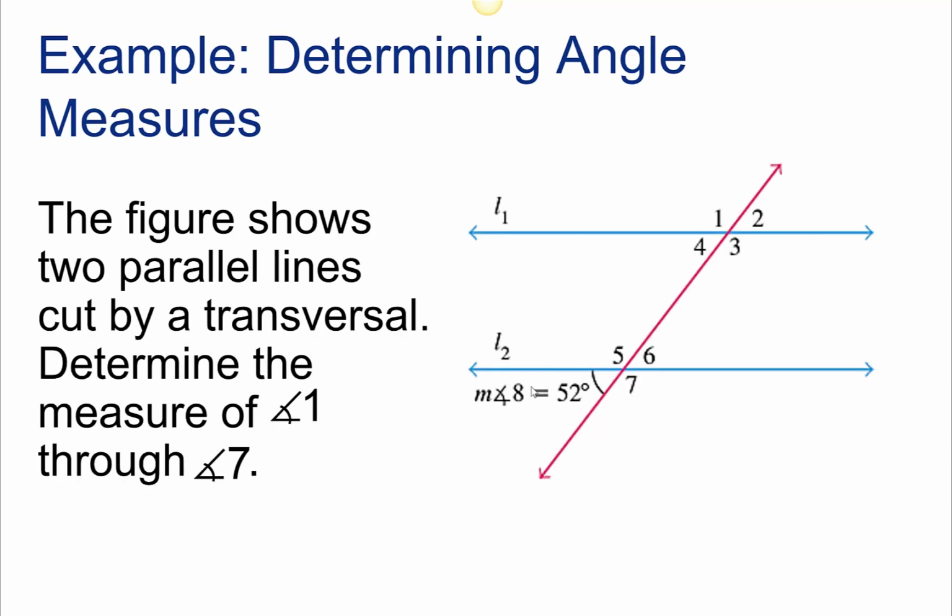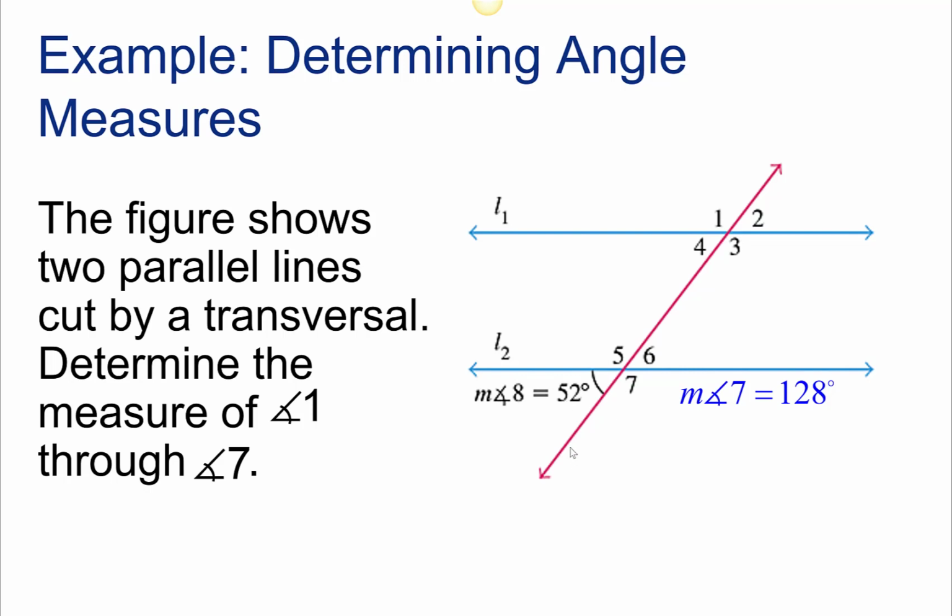So let's work an example here. We were given here a transversal, and we were given the measure of angle 8, and we want to find the measure of the remaining angles. So what do we know? We know that angle 8 and angle 7 must be supplementary, so we can go ahead and find the measure of angle 7 by subtracting 52 from 180.